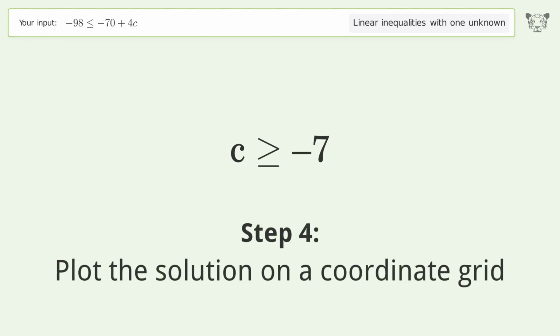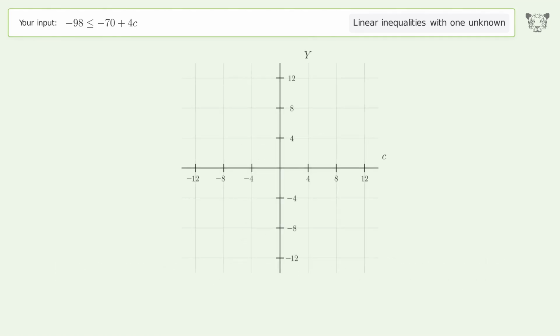Plot the solution on a coordinate grid. And so the final result is c equal or greater than -7.